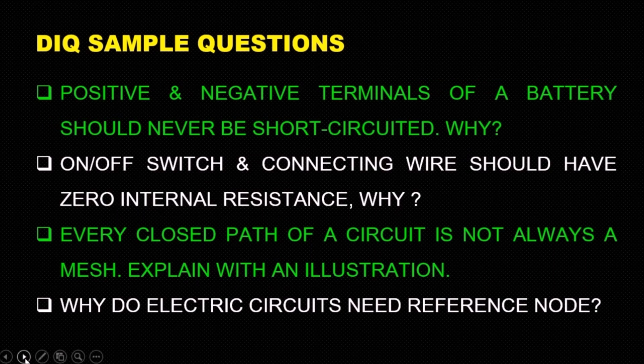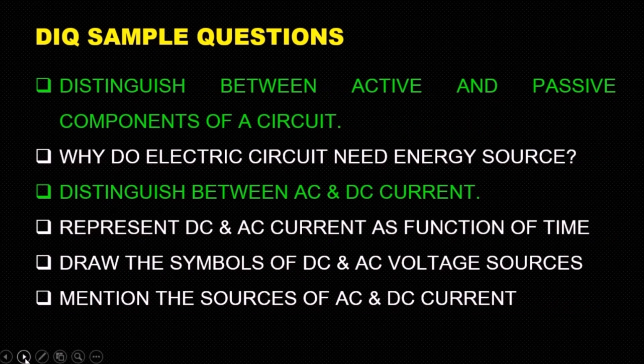Positive and negative terminals of a battery should never be short circuited, while on-off switches and connecting wires should have 0 internal resistance, while every closed part of a circuit is not always a mesh. Explain with an illustration. Why do electric circuits need a reference node? Distinguish between active and passive components of a circuit. Why do electric circuits need an energy source?